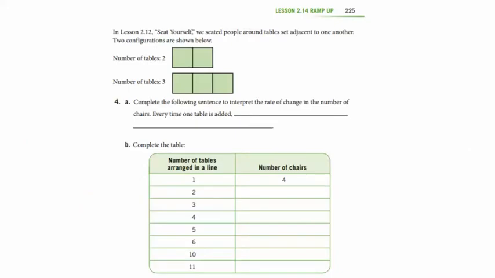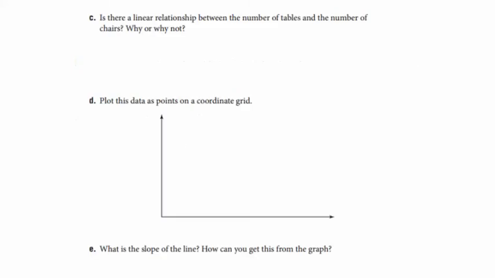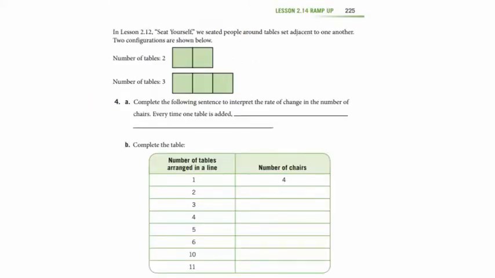All right, let's take a look at this last example here. I'm actually going to get you started on this one, and then I want you to finish it. All right, so I want you to finish all these parts of number 4. So this is going to tie together some things we've done. We've done patterns, remember, in the seat yourself around the tables. We seated people around tables, and we had this first configuration here. Complete the following sentence to interpret the rate of change of the number of chairs every time one table is added. We're going to get to that.